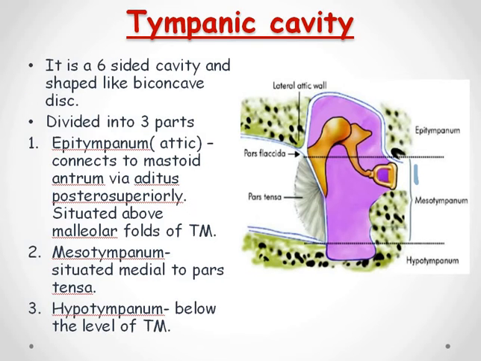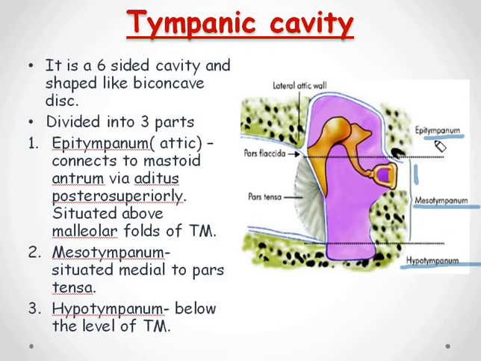Now let us talk about the tympanic cavity. It is a six-sided cavity shaped like a biconcave disc. You can see it is like a disc. It is divided into three parts. So what are the three parts? The three parts are the epitympanum, the mesotympanum, and the hypotympanum.